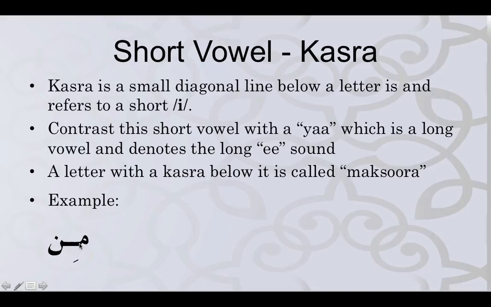This is maksoora, meem maksoora. That means it has a kasra below it, not on it, below it. Kasra always occurs below a letter. So those are the three short vowels that we're going to discuss and present to you in detail today: the fatha, the damma, the kasra.